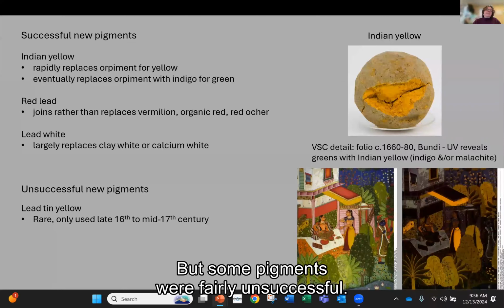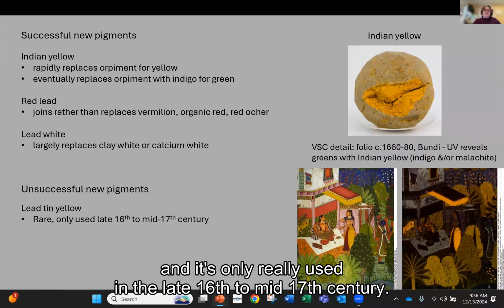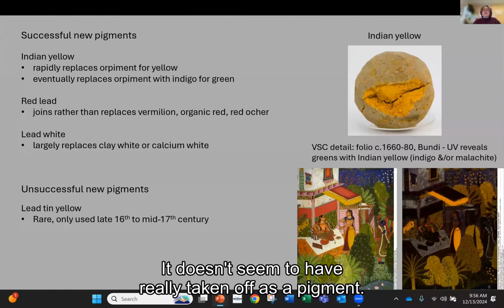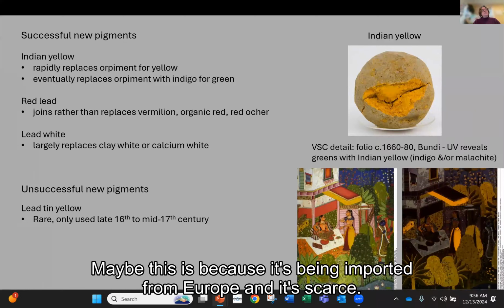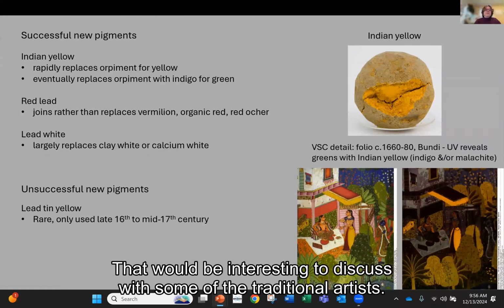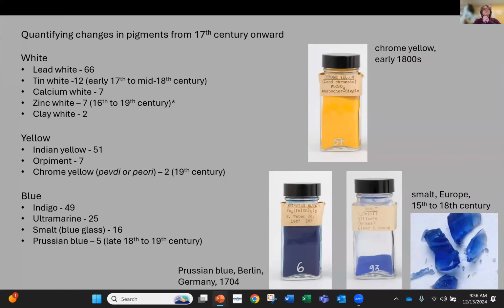But some pigments were fairly unsuccessful. So lead tin yellow is pretty rare, and it's only really used in the late 16th to mid 17th century. It doesn't seem to have really taken off as a pigment. Maybe this is because it's being imported from Europe and it's scarce. Maybe it's because it's such a light yellow and it's not popular. Or maybe it's just the texture. It's a kind of glassy pigment. Maybe working with it, it was unsuitable for a lot of the uses. And that would be interesting to discuss with some of the traditional artists.